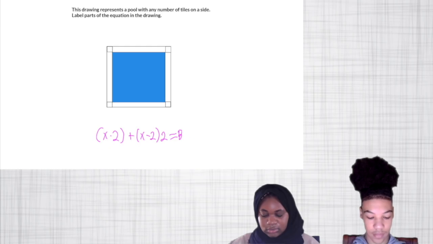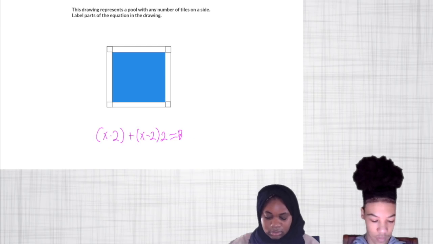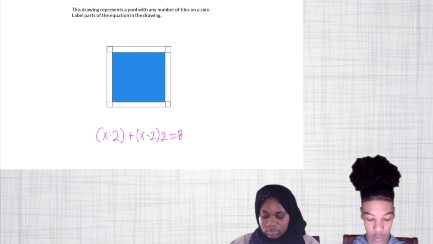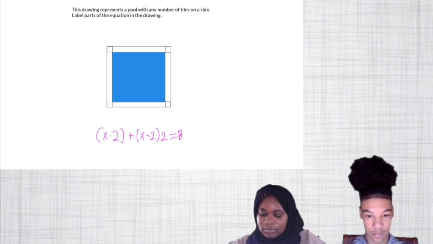ET, can you read what's at the top of the screen? This drawing represents a pool with any number of tiles on a side. Label parts of the equation in the drawing. So can you highlight, label, work together, pick a symbol, and then figure out how to show it, label it.